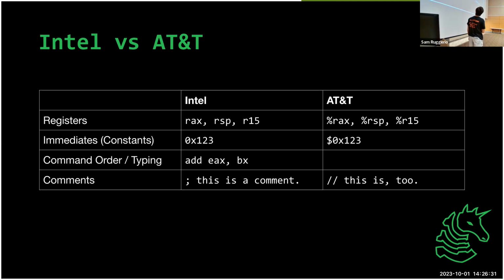Immediates, same thing. Intel just gives you the immediate in any assembler. You can use 0x to specify hex. Using decimal works too. The assembler will figure it out. AT&T expects you to put a $ sign before it.